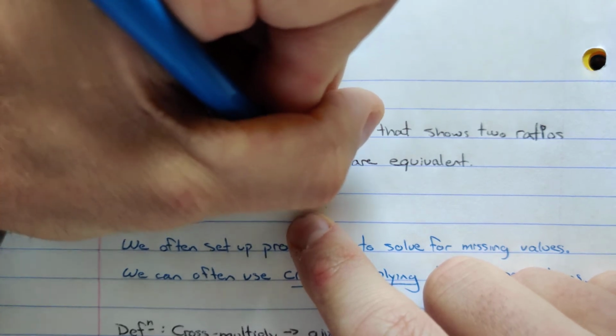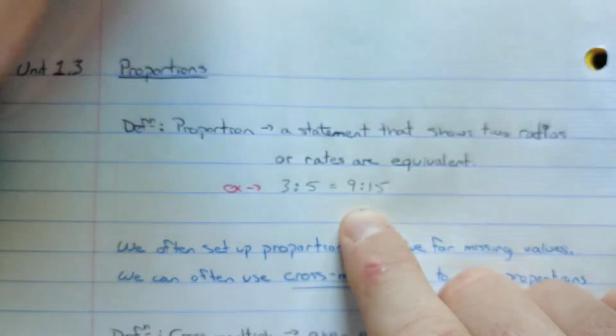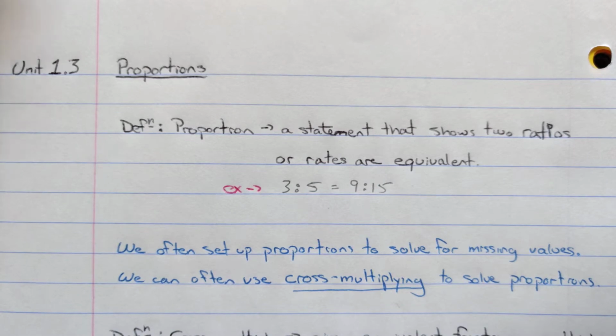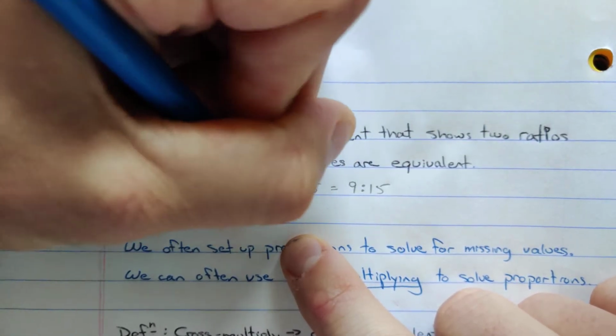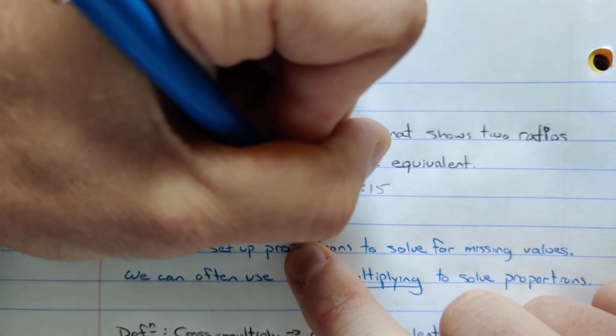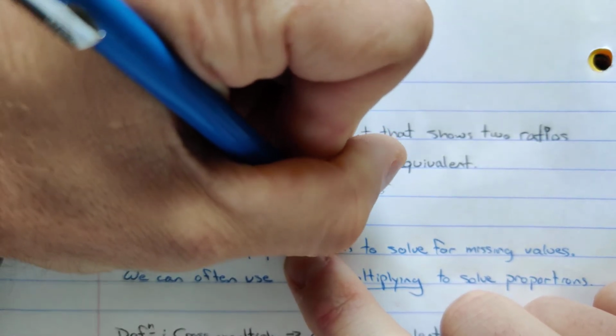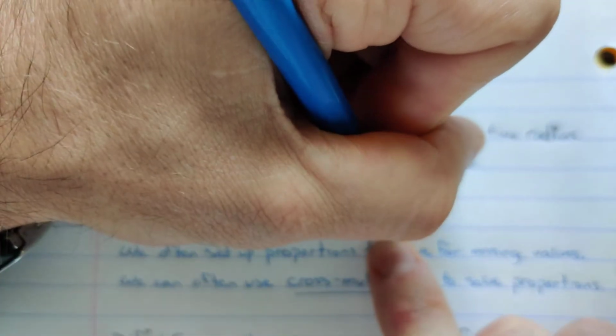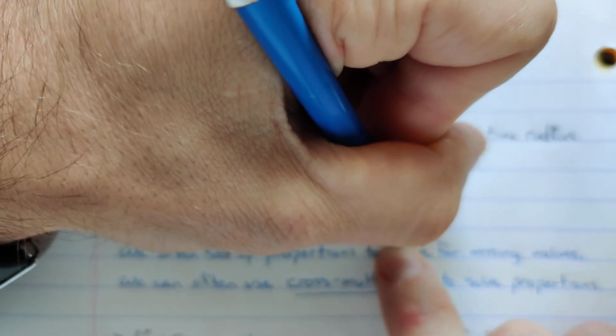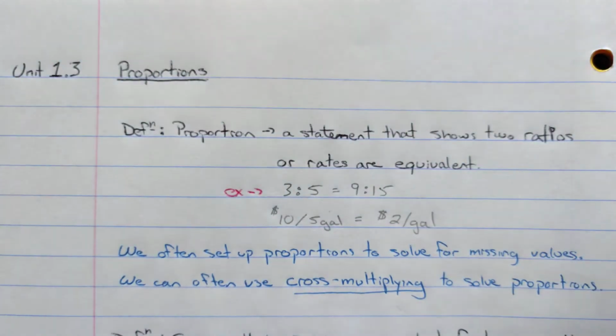So examples of proportions could be 3 to 5 equals 9 to 15. That would be an equivalent ratio, so that would be a proportion. Or $10 per 5 gallons. You went to the gas station and bought some super cheap gas at $10 for 5 gallons. That would be equivalent to paying $2 per gallon. And those would be a proportion, or equivalent ratios, or equivalent rates.